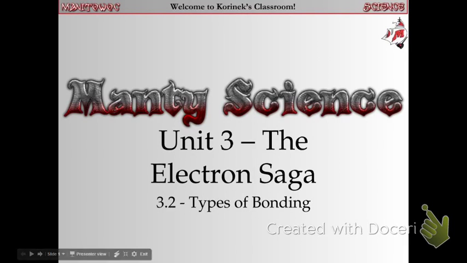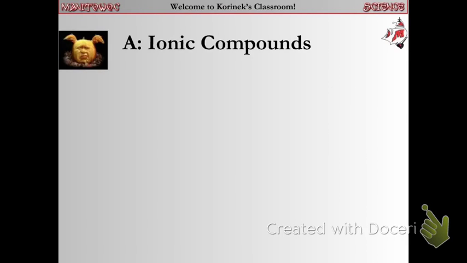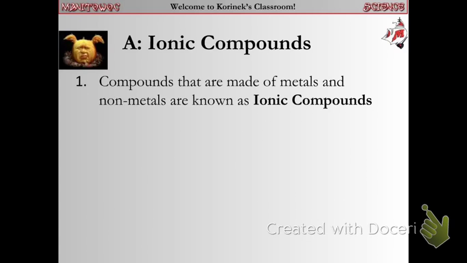All right, so 3.2 is going to be types of bonding. We know that elements can combine, and that's all well and good, but we want to talk about how they combine and the different types of substances that they can form. So we're going to first talk about ionic compounds. To give a simple definition, ionic compounds are compounds that are made of metals and nonmetals.